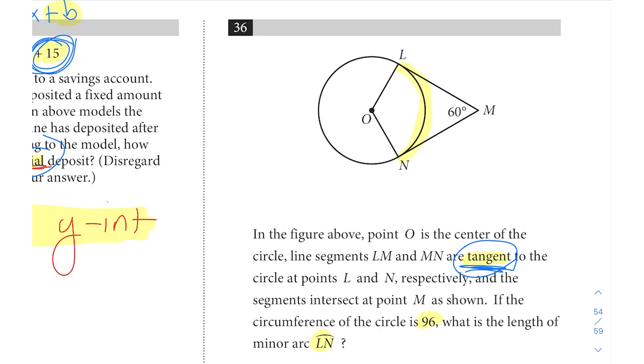They say that these line segments are tangent. When we talk about tangent to a circle, a concept we need to know is that it forms a 90-degree angle with the radius. And whenever we can form a 90-degree angle, our next instinct should be: I know a lot of information about right triangles, triangles with a 90-degree angle. Can I draw one? And here we can. We can split this in half. So each one of these halves is a 30, 60, 90 right triangle.